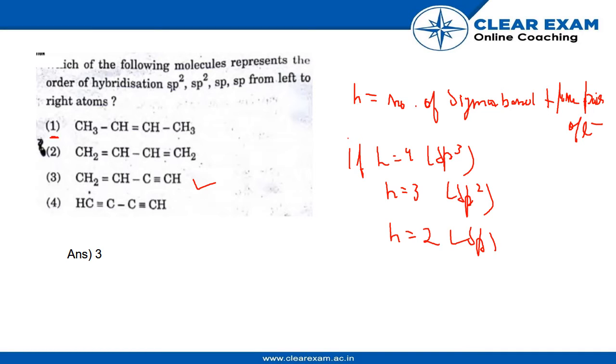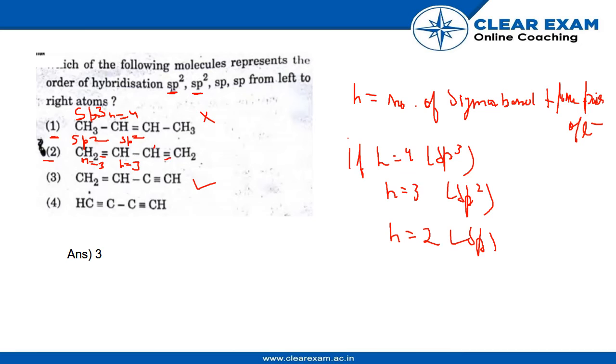So now taking the first case, it has 3 plus 1, 4 bonds, so H is equal to 4, so its form is sp3, hence it doesn't match with our hybridization order, so this is wrong. For the second case, it has 2 plus 1, that is 3. H is equal to 3, and therefore it is sp2. Now coming to CH. CH is formed 1 with H, 1 with CH2, and 1 more, so H is equal to 3, so again it's sp2, so it is right. For this, it is following our hybridization order.